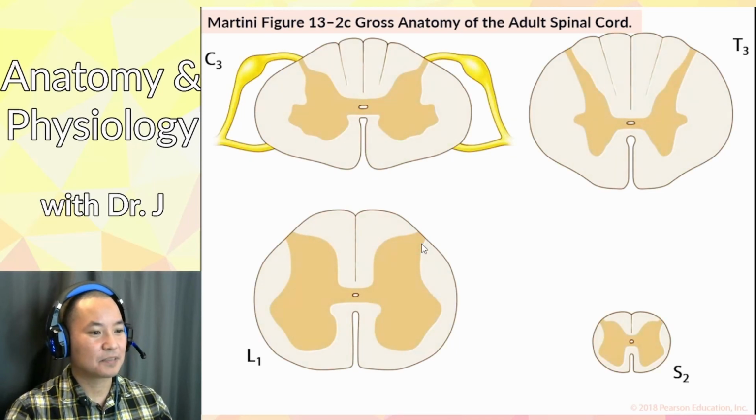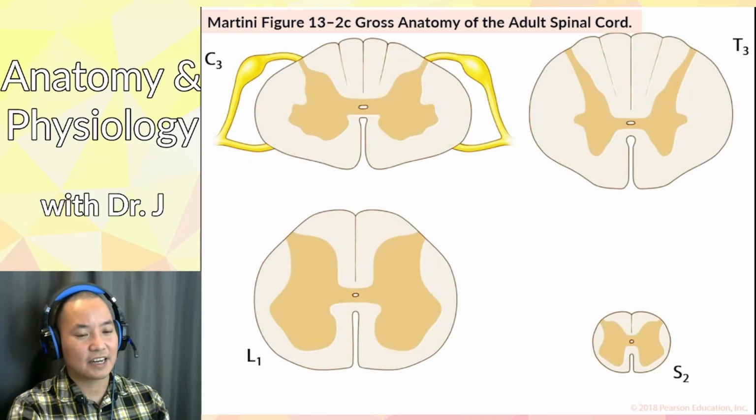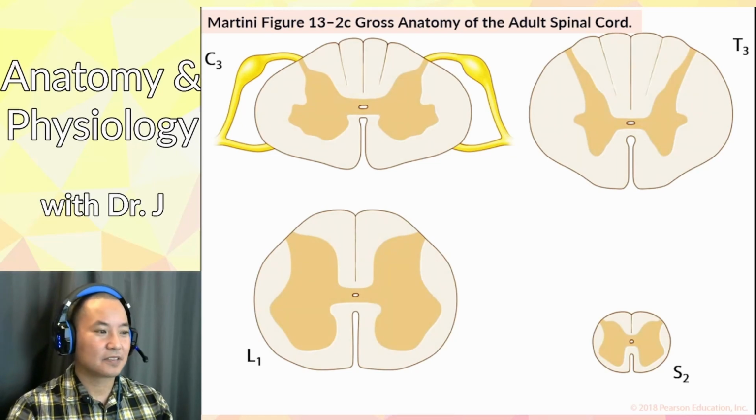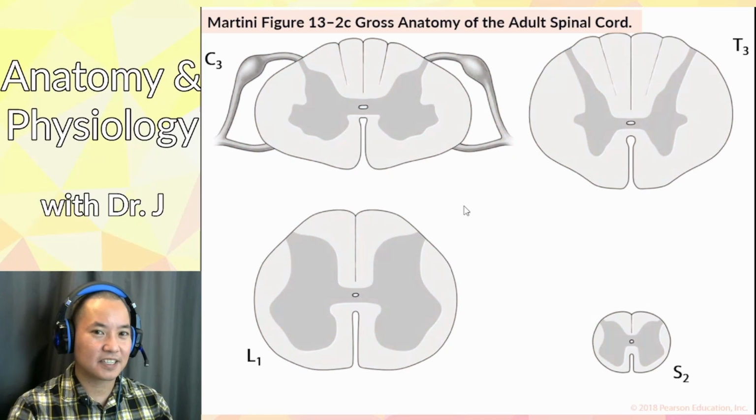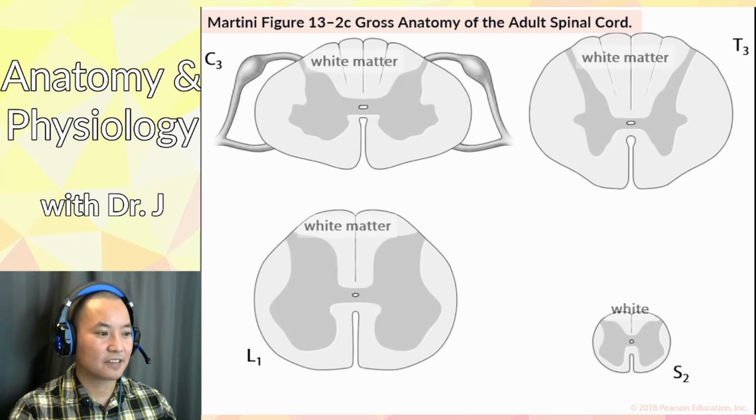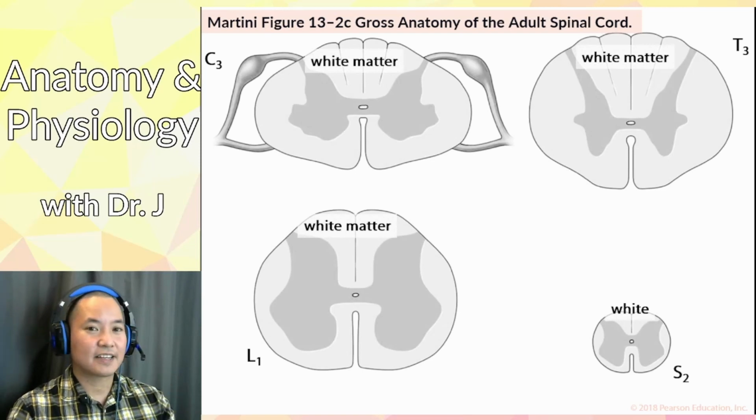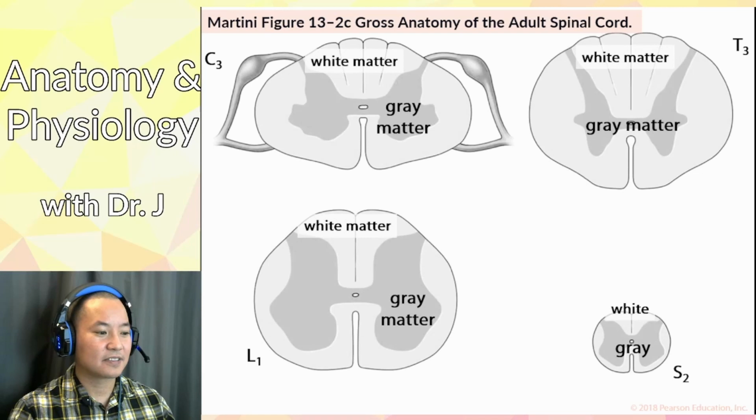Now, notice that the spinal cord is differently colored. I'm going to make it two-tone. What I'm going to do is desaturate this image, and notice that we have a lighter colored region and a darker colored region. Why is that? Well, this is referring to white matter and gray matter. We didn't get to talk about that in detail yet, but now we'll talk more about it. White matter is the lighter region, and notice that in general, the white matter is on the outer regions of the spinal cord, whereas the darker gray matter is toward the inside of the spinal cord.